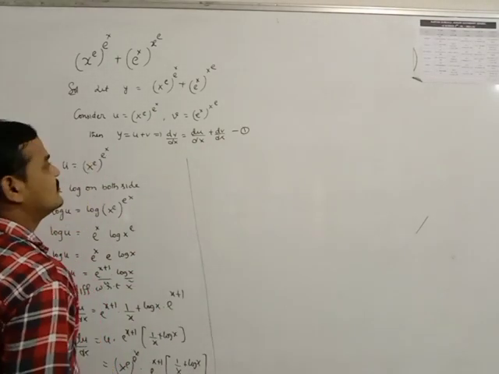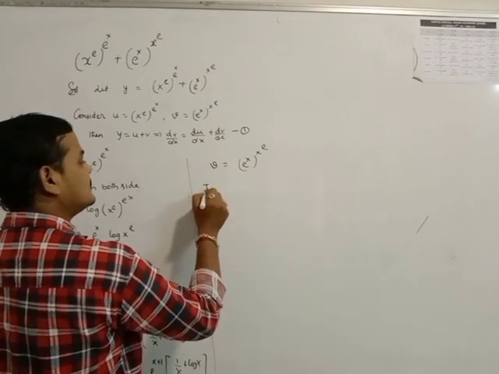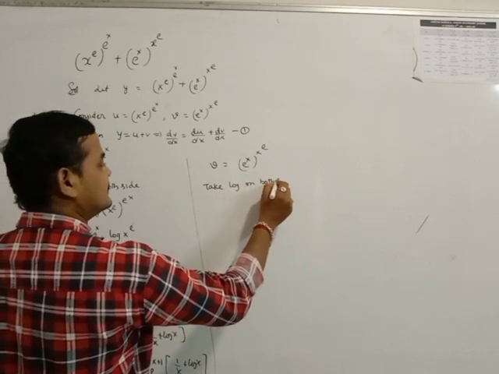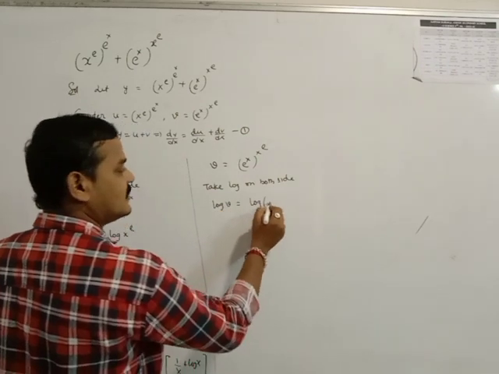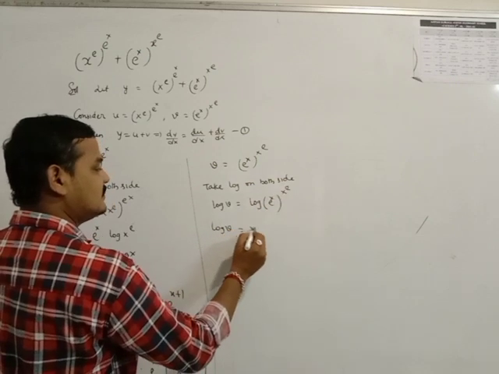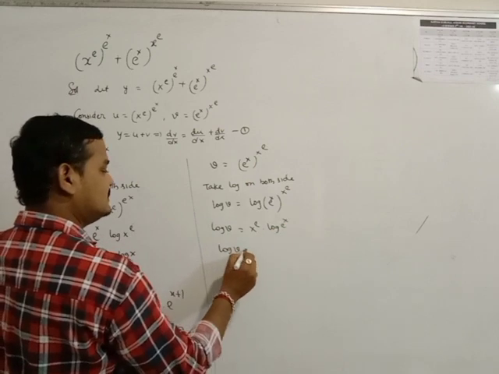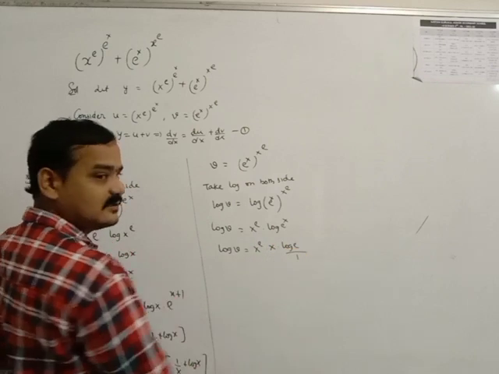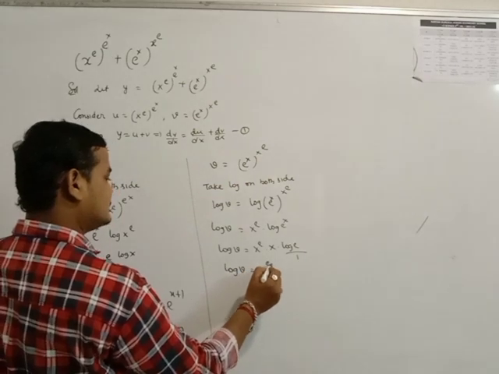And similarly, go for v is equal to e power of x whole to the power of x power of e. Take log on both sides. So log v is equal to log of e power of x whole to the power of x power of e. So log v is equal to x power of e into log of e power of x. So log v is equal to x power of e into x log e, where the value of log e is 1. So log v is equal to x power of e plus 1.